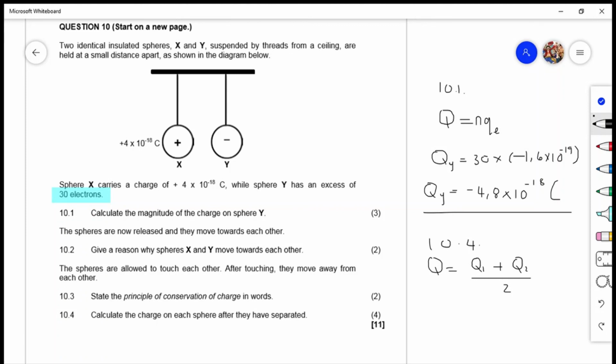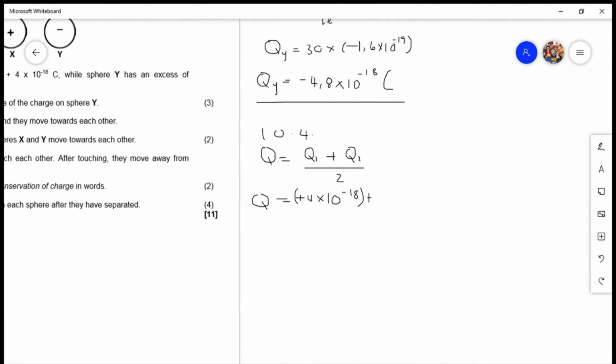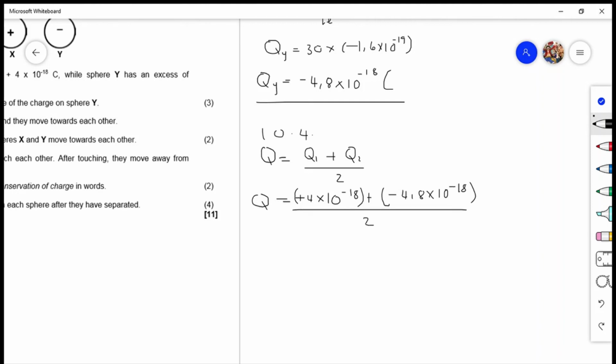So we know, let's make Q1 our X sphere. So we then have Q is then equal to positive 4 times 10 to the power negative 18 plus Q2, and let's make Q2 our Y sphere, and we know our Y sphere has a value of negative 4.8 times 10 to the power negative 18, and this is all over 2. So once we put this in our calculator, we then have the charge on each individual sphere to be negative 4 times 10 to the power negative 19 coulombs.